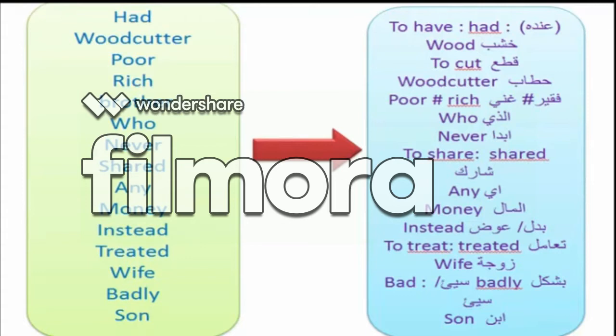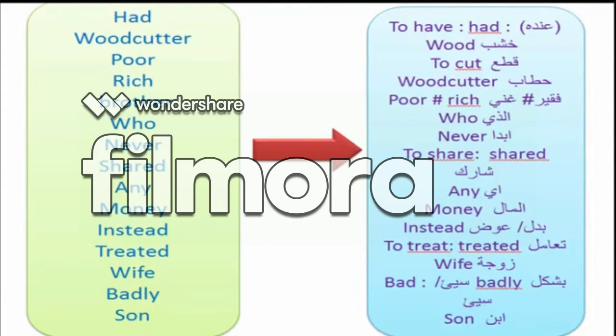عندي أو أملك. But this in the past it becomes had. It is a regular form. So we say I had, you had, he had, she had, it had, you had, we had, they had. عندي, عندك, عنده, عندهم إلى آخره. Does not change from I till they.